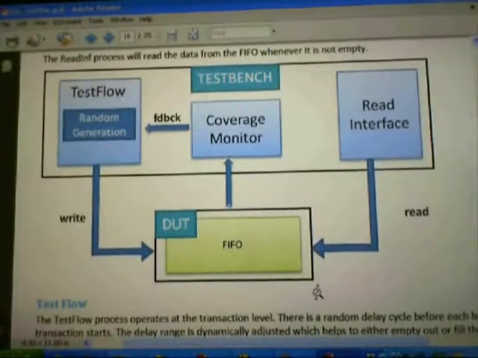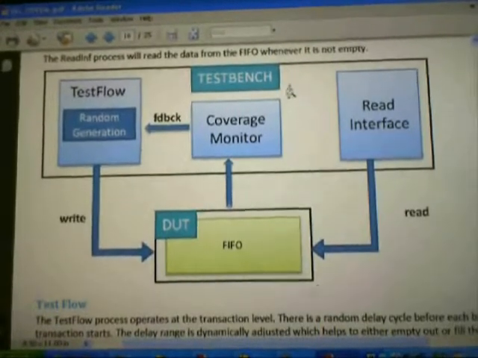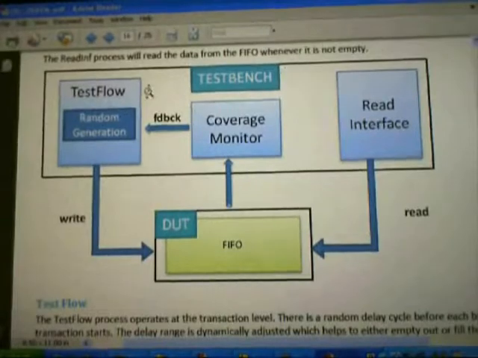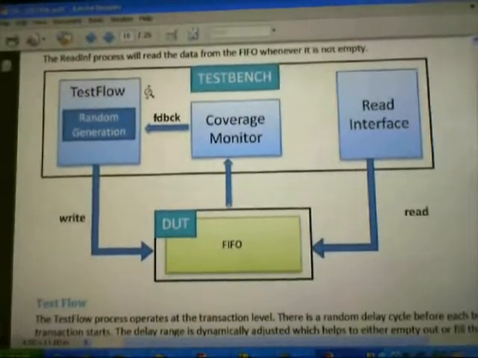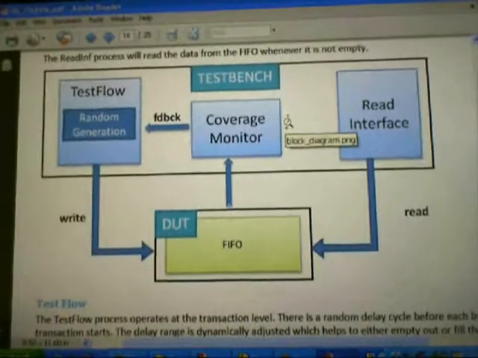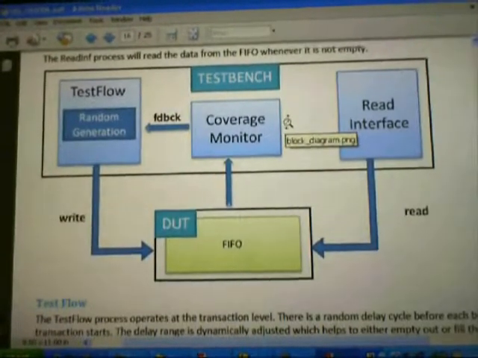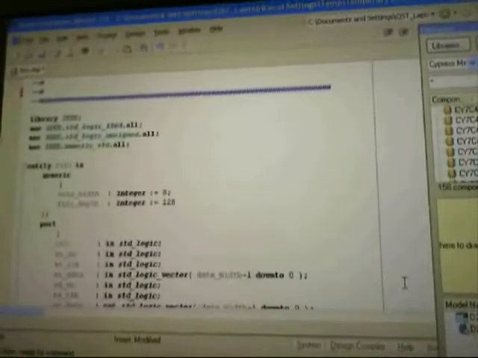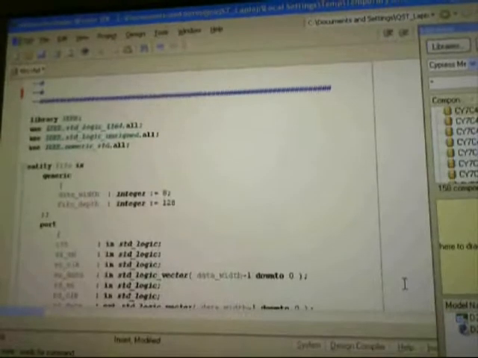The FIFO ASIC design methodology test bench consists of the test flow, the FIFO device under test, DUT, the read interface, and the coverage monitor. FIFO generator. The FIFO generator core generates fully verified first in, first out FIFO memory queues. The FIFO core provides an optimized solution for all FIFO configurations and delivers 500 MHz performance.